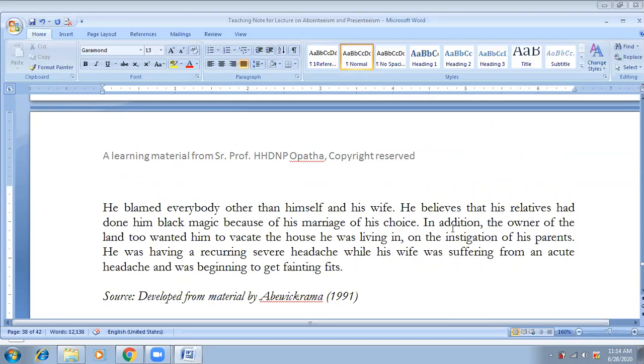In addition, the owner of the land too wanted him to vacate the house he was living in on the instigation, provocation of his parents. He was having a recurring severe headache while his wife was suffering from an acute headache and was beginning to get fainting fits. You see, the situation is pathetic.